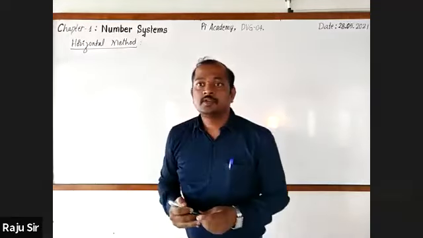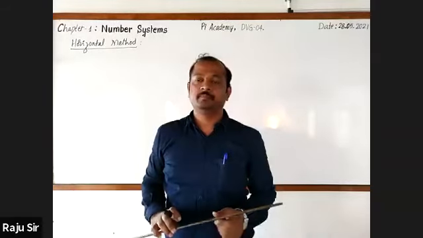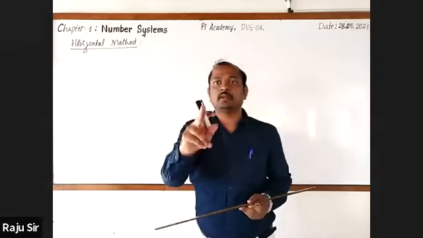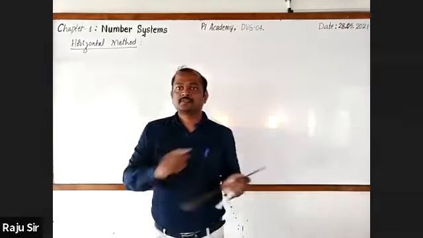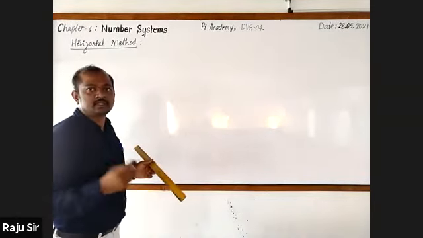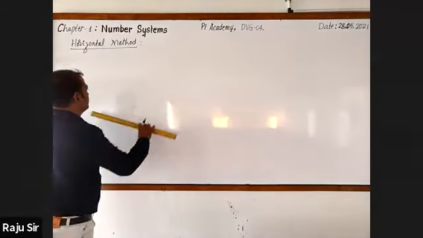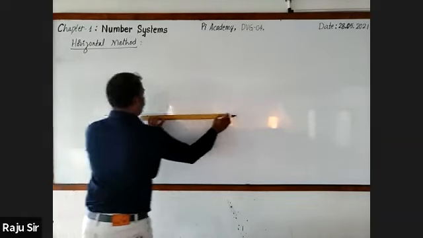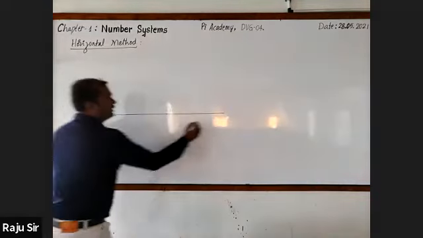Okay. Get ready with the materials, that is scale and pencil, and go on constructing with me. We are going to represent root 5 on the number line by the horizontal method. First, you draw a straight line. Take scale and pencil. Draw a straight line and name it as L.